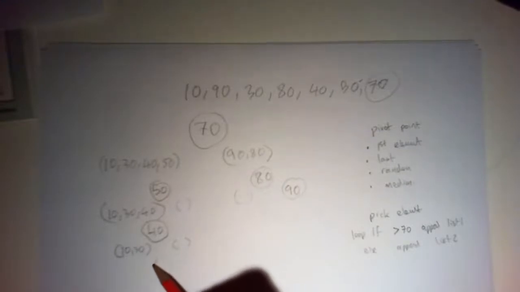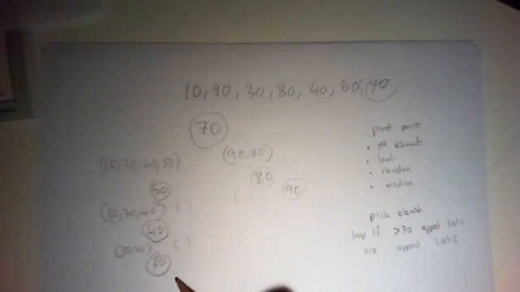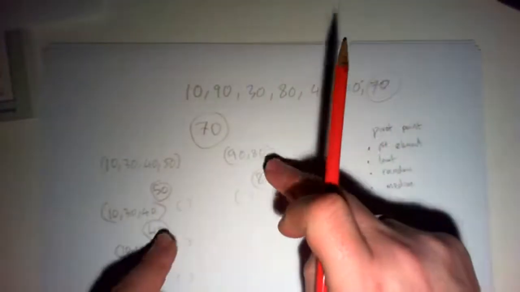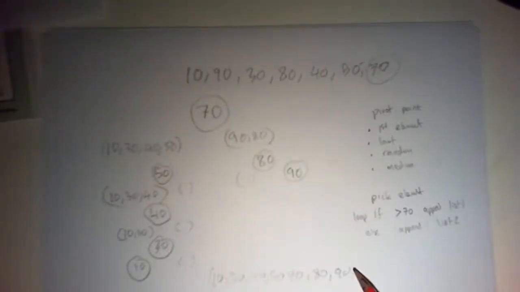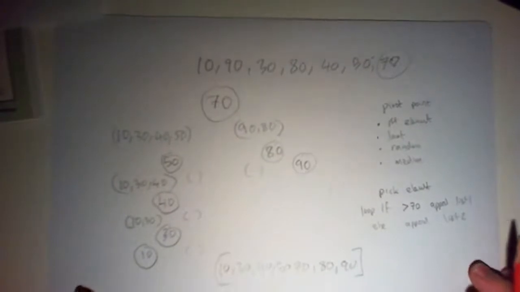Now, 30 is my pivot. Anything greater than 30, put it into a list. Anything less than 30, put it into a list. And now I put all my lists in order: 10, 30, 40, 50, 70, 80, 90. And there it is done. That's your quick sort done. Okay.